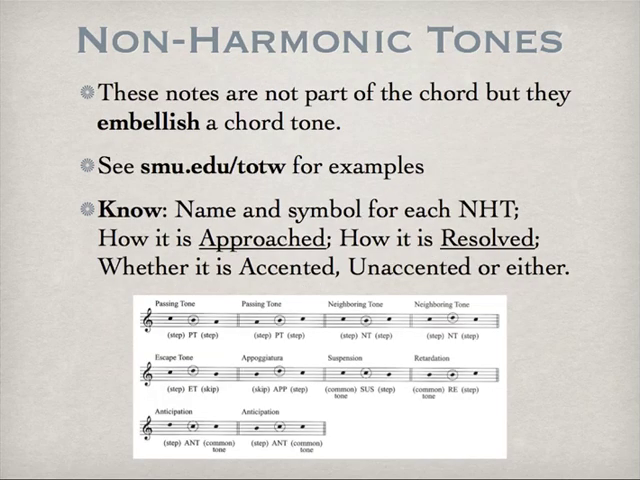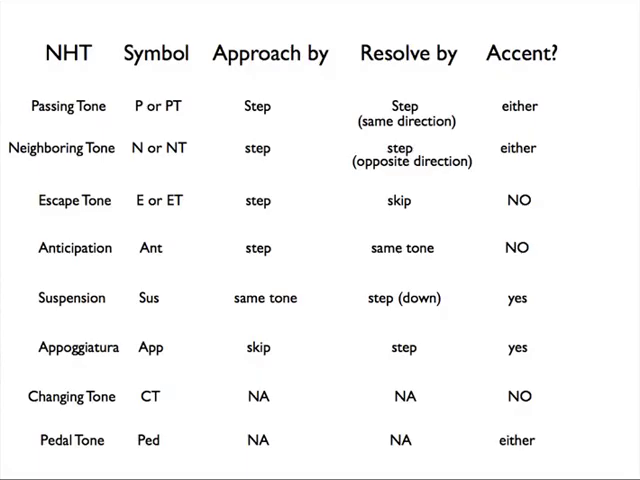Now, non-harmonic tones. These are notes that are not part of the chord, thus the name non-harmonic, because they're not part of the harmonies, but they embellish a chord tone. And there are 8 different types of non-harmonic tones, and you should be familiar with all of them. You should be able to name all 8 without any reference, just out of your own head.